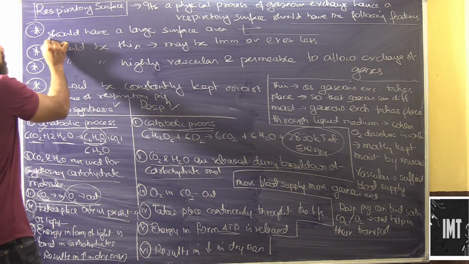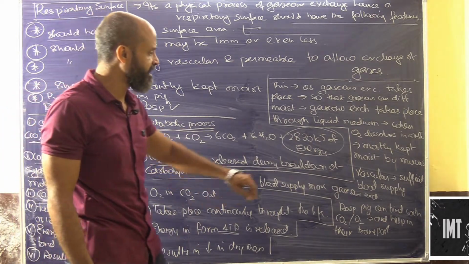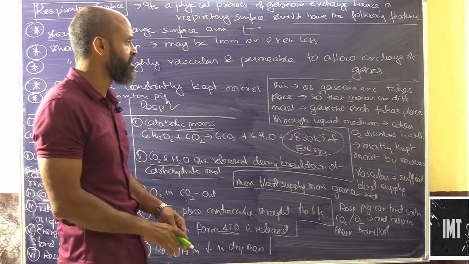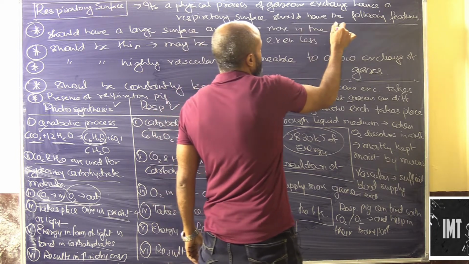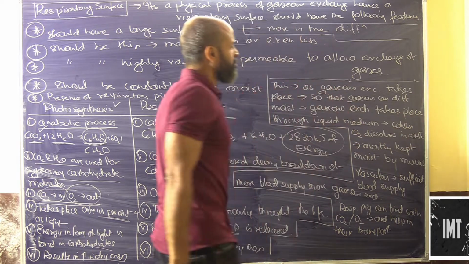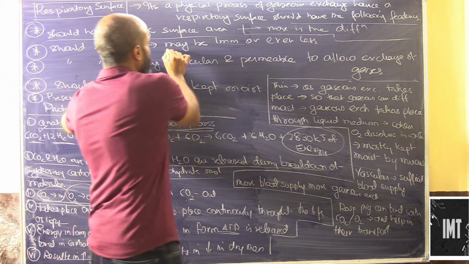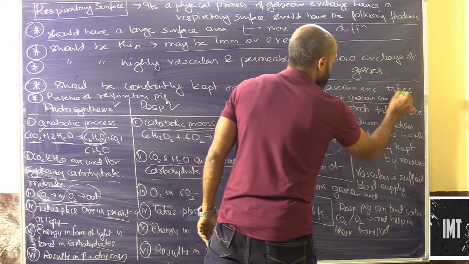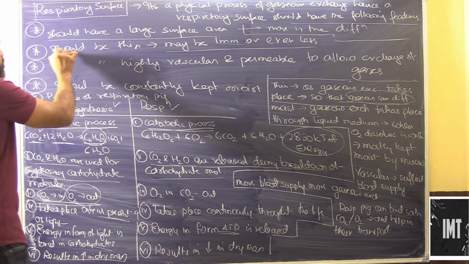One, it should have a very large surface area. Why? So that the maximum amount of diffusion can take place. The more the area, the more the diffusion. Two, it should be thin. Why should it be thin? Because if it is thin, the gases can diffuse properly. So hence it should be thin.